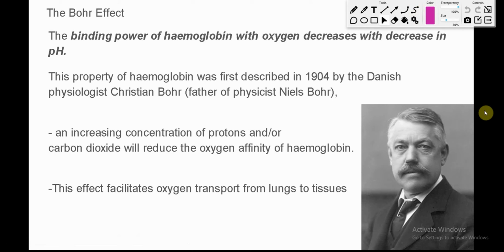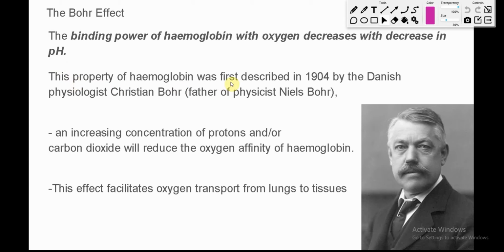Hi, today we are going to discuss the Bohr effect. It is the effect that helps to explain the mechanism of oxygen transportation by hemoglobin. According to the Bohr effect, the binding power of hemoglobin with oxygen decreases with a decrease in pH. That means the binding power of hemoglobin with oxygen will be very low at low pH or acidic pH.